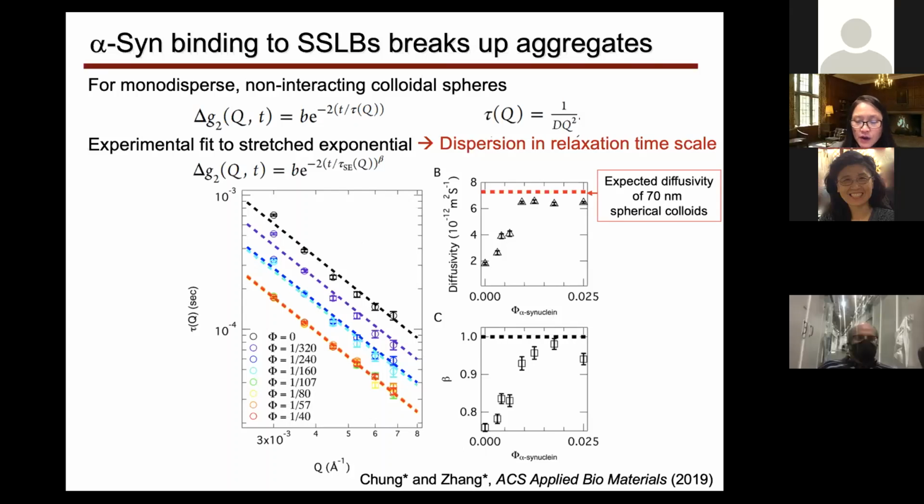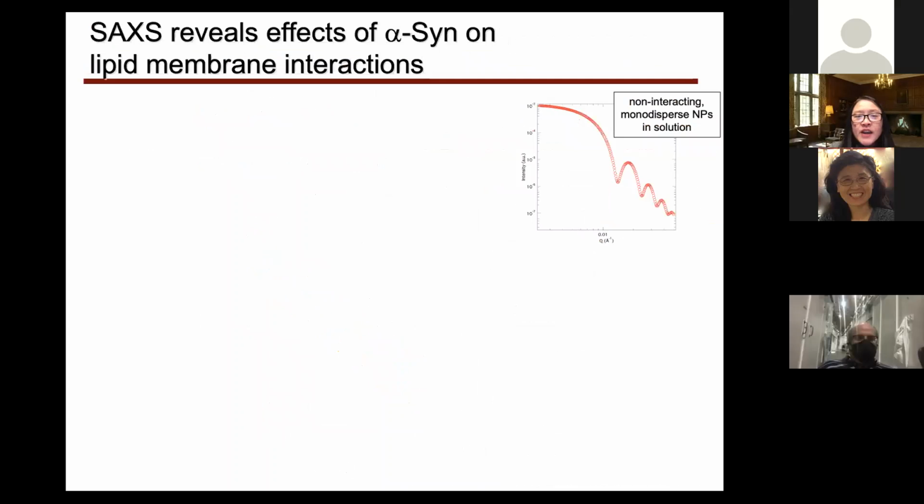So that's sort of the upshot of what the XPCS measurements give us. That gives us a dynamic picture of how the interactions of the alpha-synuclein with the SSLB give rise to a change of the effective diffusing entity size as it is going through this volume. And now we turn to SAXS to help us understand what effect the presence of alpha-synuclein has on the lipid membrane itself.